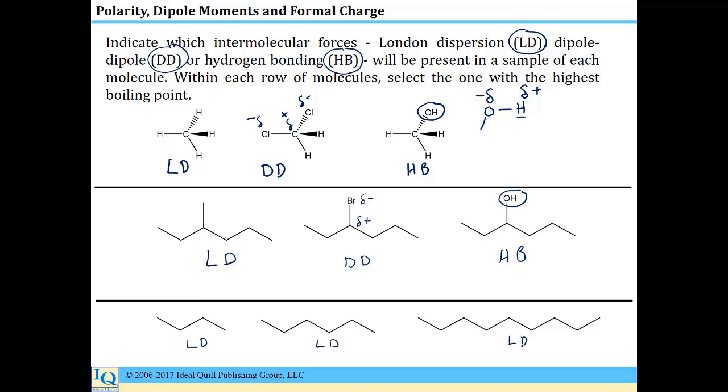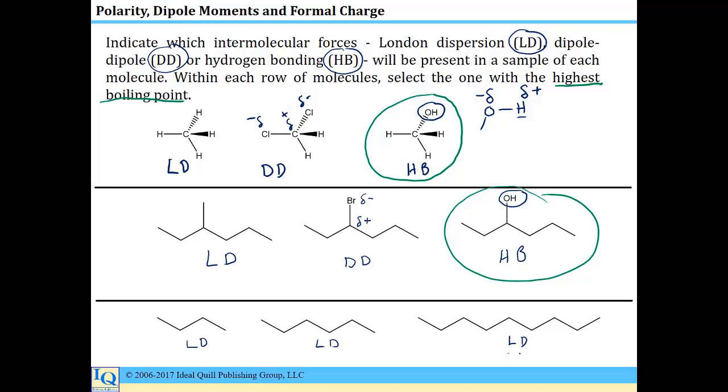Our next task in each row of compounds would be to select the one with the highest boiling point. The highest boiling point is for the molecule that has the greatest strength of intermolecular forces holding them together into liquid state. So hydrogen bonding is going to win out over dipole-dipole interactions or London dispersion forces in that case, as well as in that case. But what happens when we have molecules that only have the same force as one another? I can't say that one of these types of forces is stronger than another.